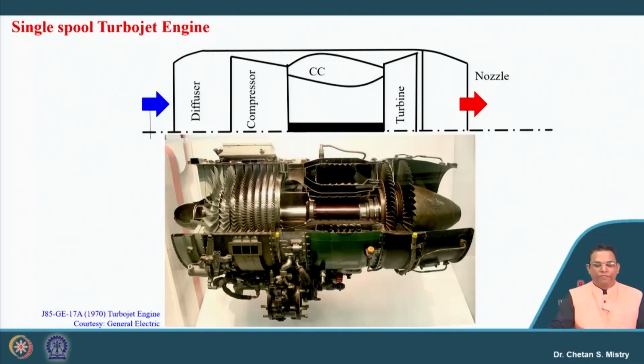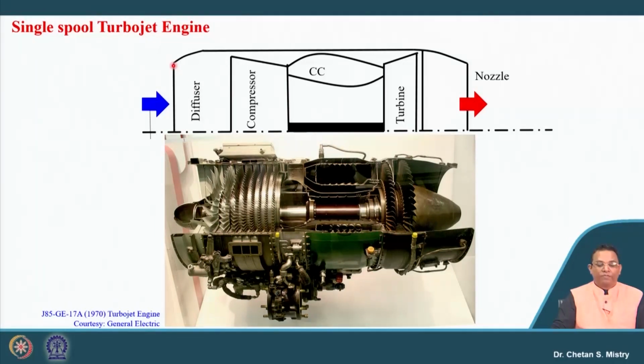So here if we look at, this is representing a single spool turbojet engine. This is the initial version of the gas turbine engine, we can say, where we had compressors and turbines. These devices are turbomachines, that is the reason why this has been named a turbojet engine. Here if we look at the very initial part, that is what is called the diffuser.